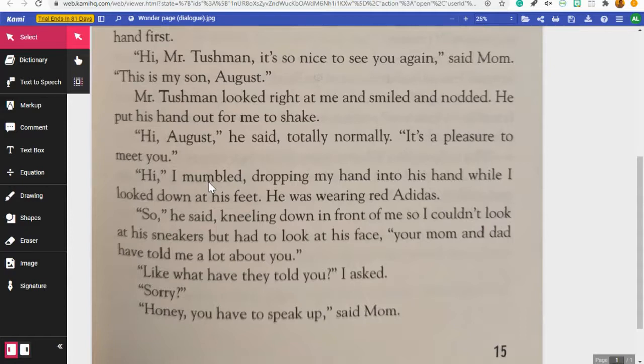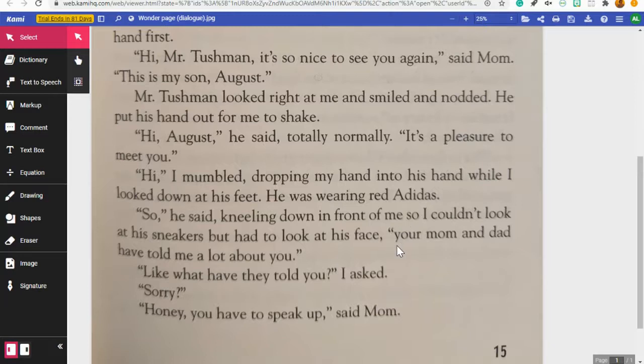All right. Same thing. Mr. Tushman starts speaking. "So," he said, kneeling down in front of me so I couldn't look at his sneakers, but I had to look at his face, "your mom and dad have told me a lot about you." Now, this one is pretty interesting because he's breaking up the sentence. So, notice the sentence starts with a capital letter. And then when the sentence continues here, it's not capitalized because it's the middle of a sentence.